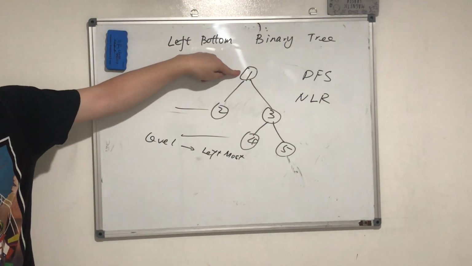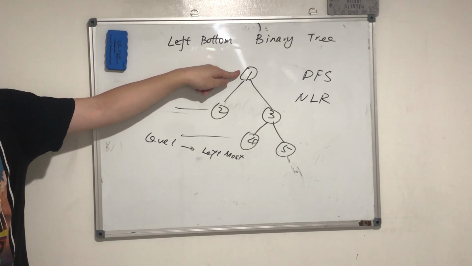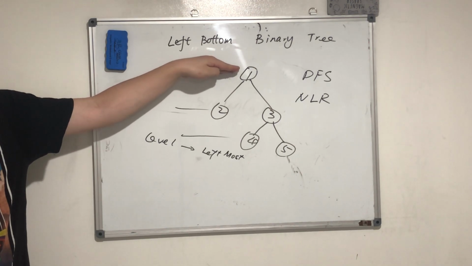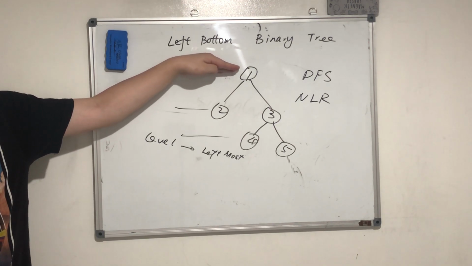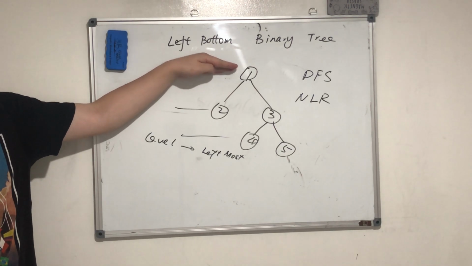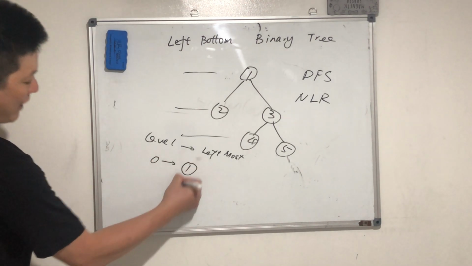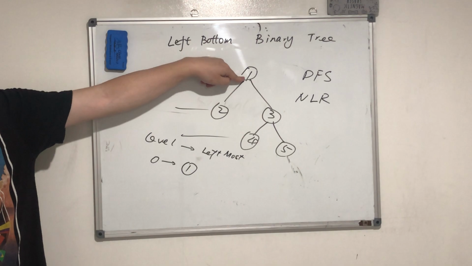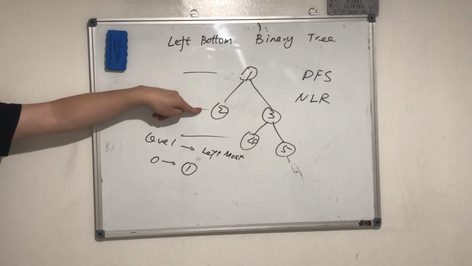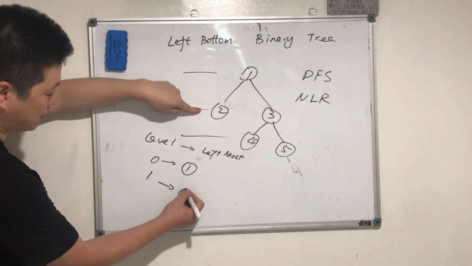For example, we visit 1. Have we visited level 0? No. What kind of data structure do we use? A hash map. We put it in: level 0, we have node 1. Then we go to 2. Have we visited level 1? No. We put level 1 to node 2.